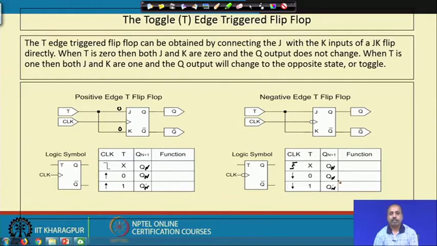From the SR flip flop you can come to the D or JK flip flop, or from the JK you can come to the D or T flip flop. Like that you can get one flip flop from the other.